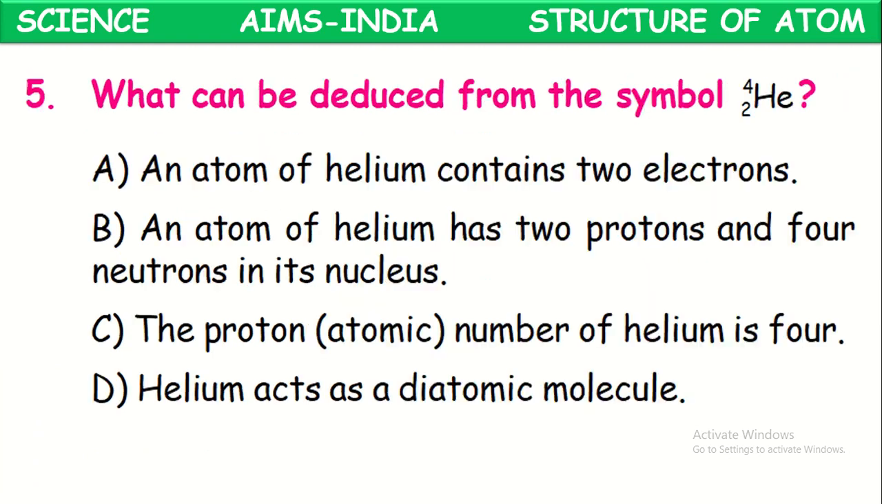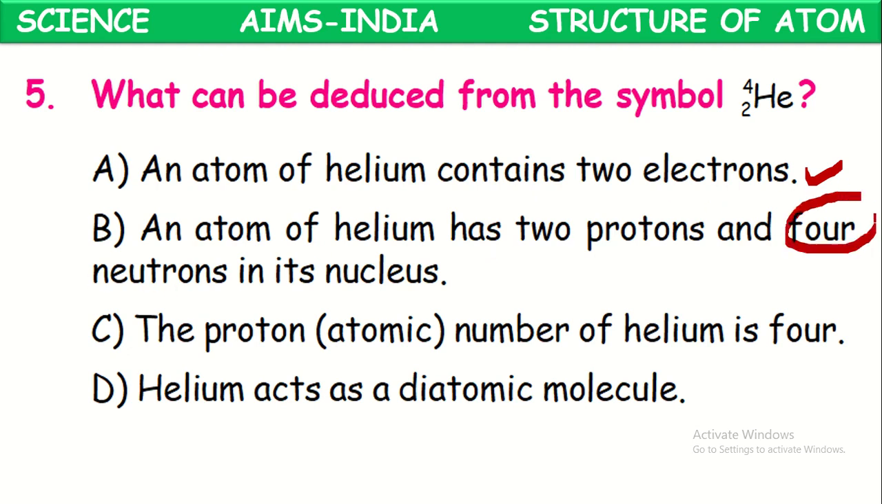Okay. Next. What can be deduced from the symbol 2He4? So what can we deduce from this? An atom of helium contains 2 electrons. Of course, an atom of helium has 2 protons and 4 neutrons.